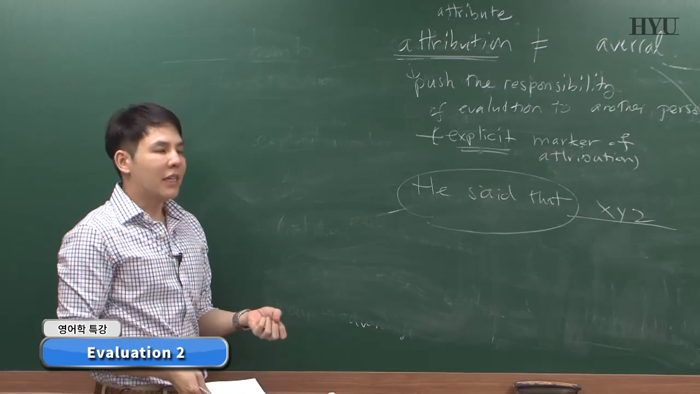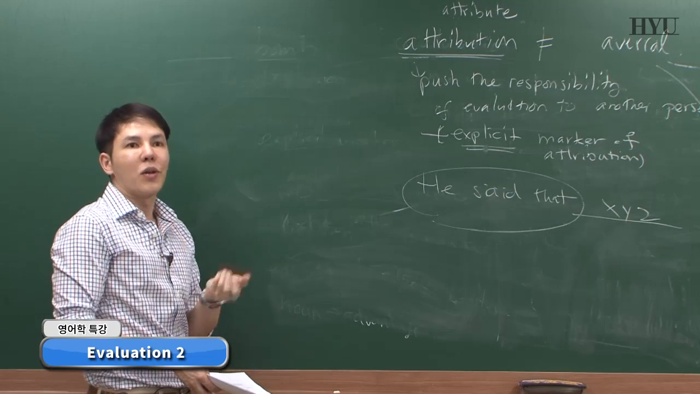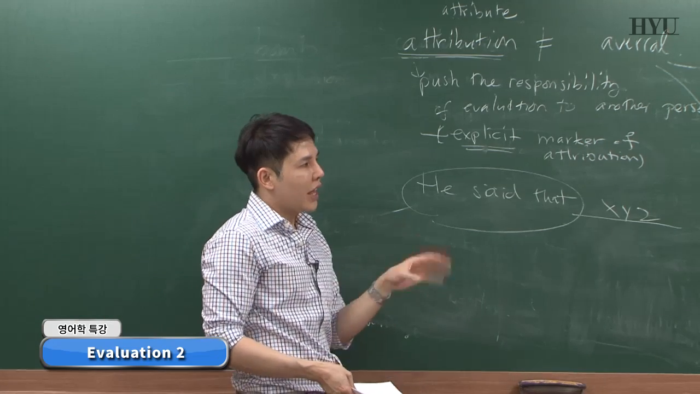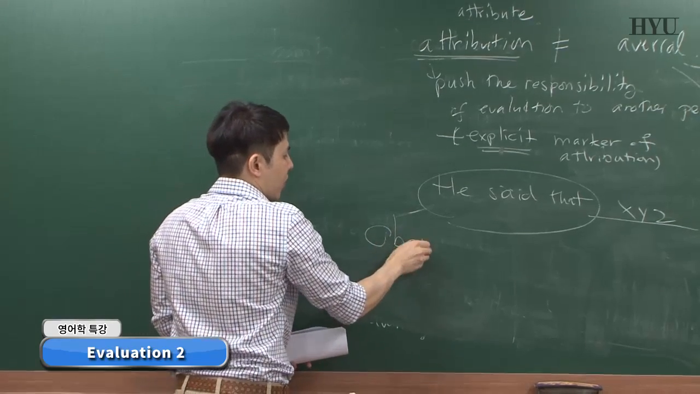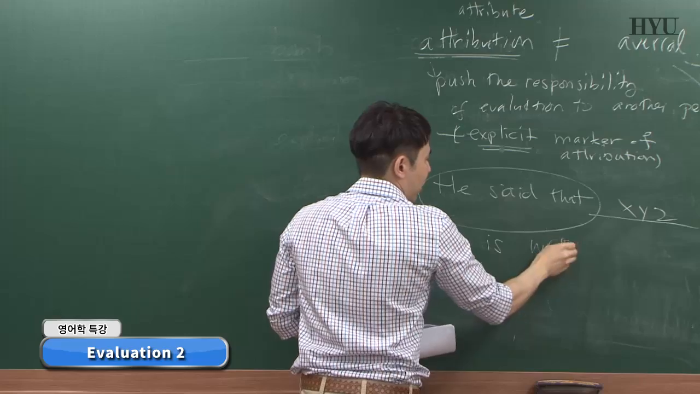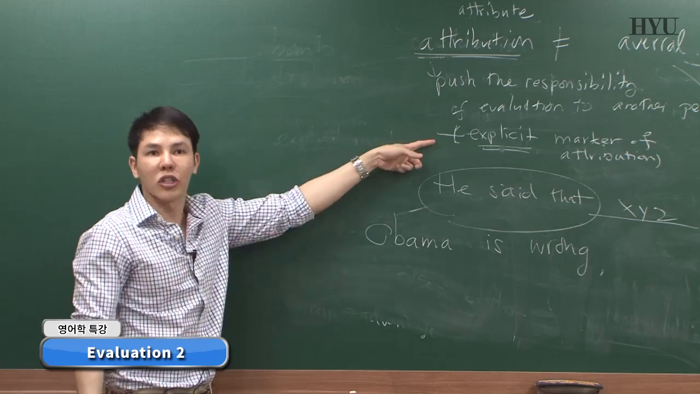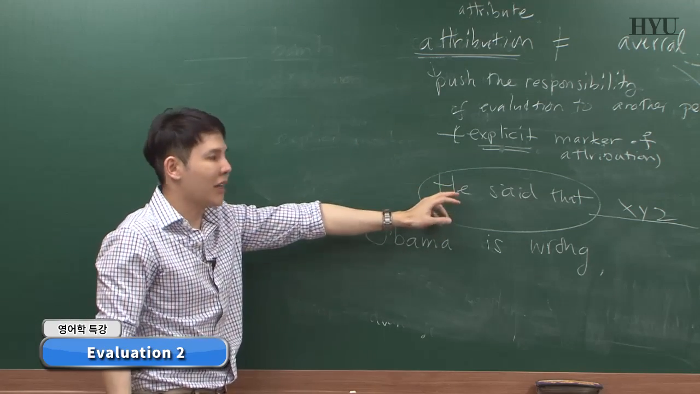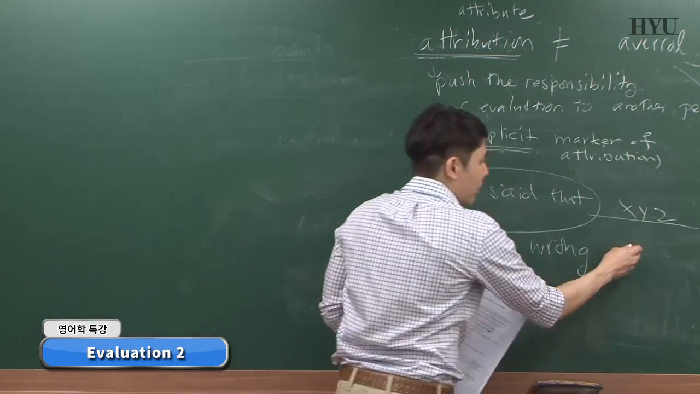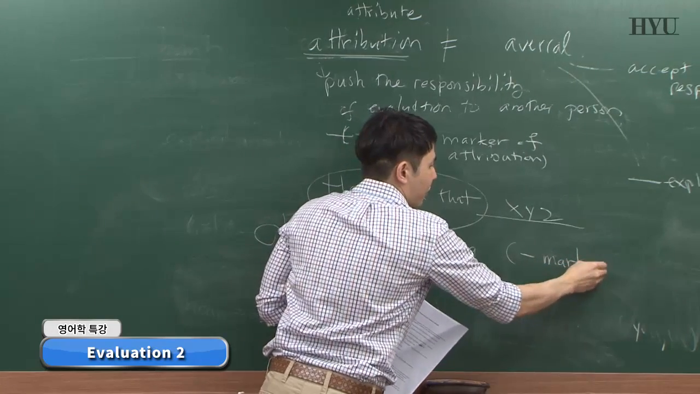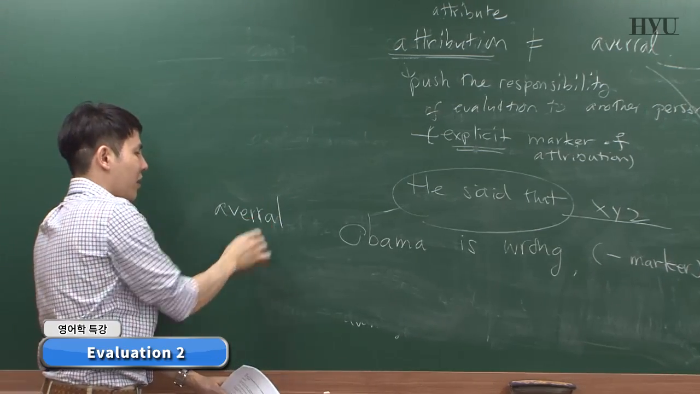So in the default case, what we usually say is our own responsibility, right? We claim the truth of that sentence. So for example, if I say Obama is wrong, there is no explicit marker of attribution. There's no explicit marker like he said that, he thinks that. So it's minus explicit marker, minus marker of responsibility. So in this case it is a plain avowal, okay?